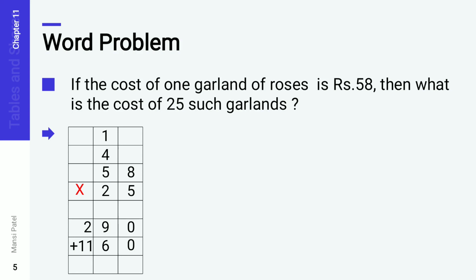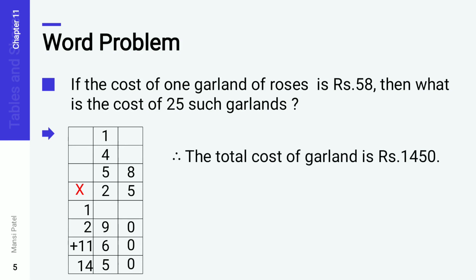Now do the addition. 0 plus 0, 0. 9 plus 6, 15. So 5, 1 in the carry. 1 plus 2, 3. 3 plus 1, 4. And 1 as it is. So 1450 is the answer. So what is the total cost for 25 such garlands? Therefore we can say that the total cost of 25 garlands is rupees 1450.